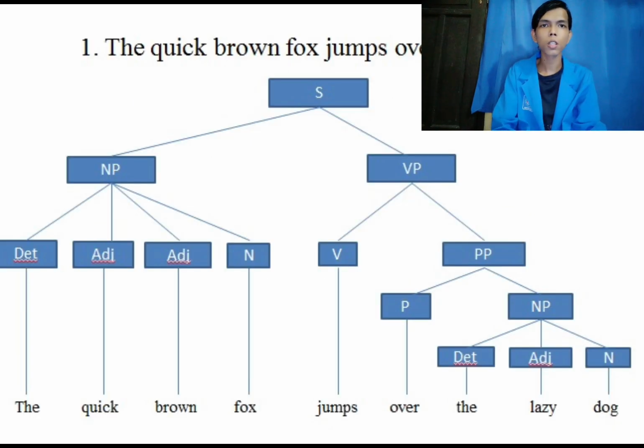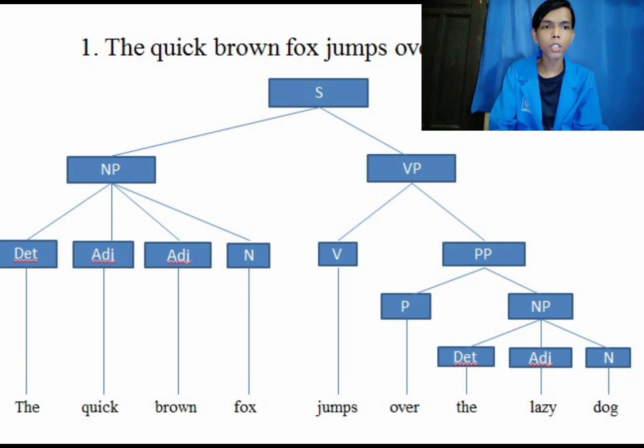The first is, the quick brown fox jumped over the lazy dog. The quick brown fox jumped over the lazy dog is a sentence. The breakdown: the quick brown fox is a noun phrase. The is a determiner. Quick is an adjective. Brown is an adjective. Fox is a noun.